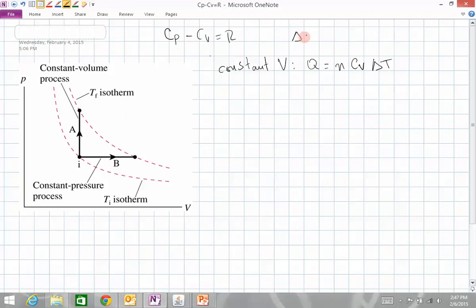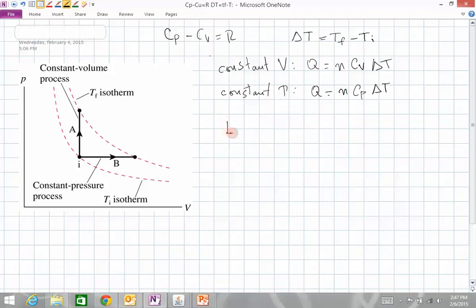So let's write that here. Delta T is Tf minus Ti. In the second process, this one here, that process is at constant P. The heat that was added is n Cp times delta T. Okay, so now to prove this relationship up here, we need to use an important fact about ideal gases.